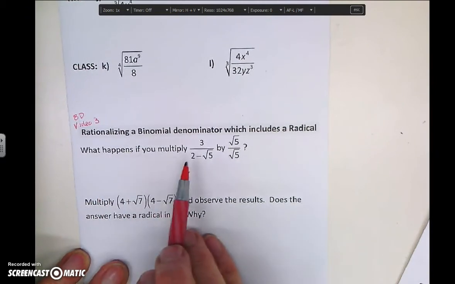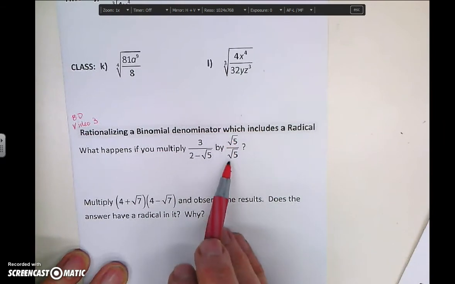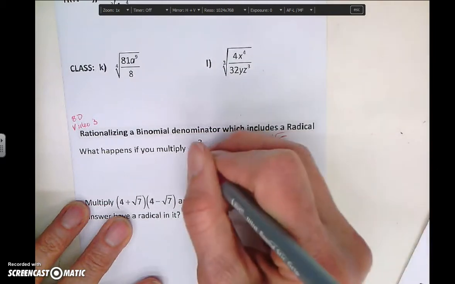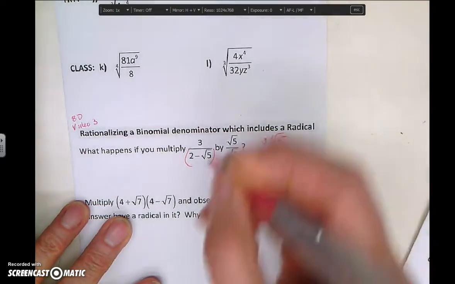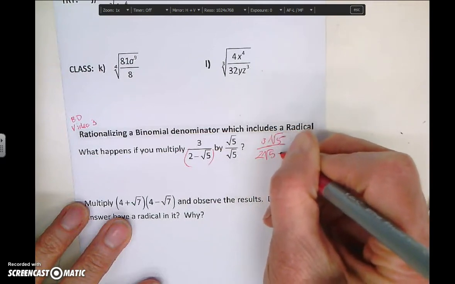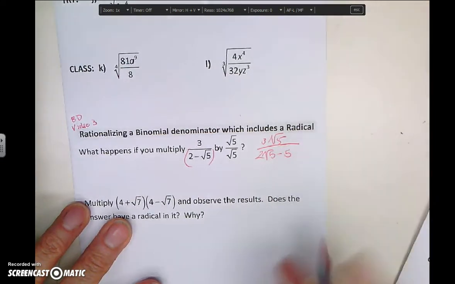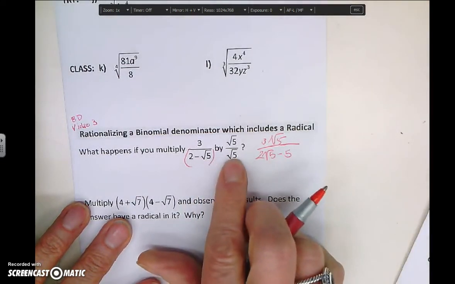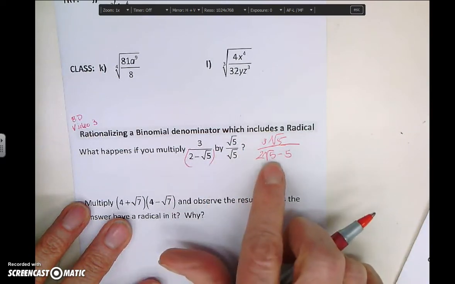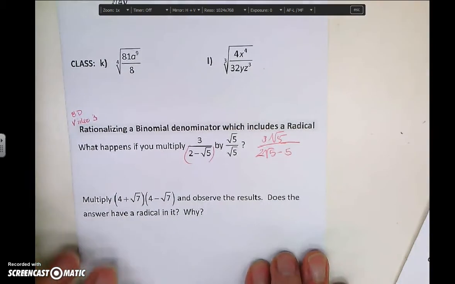So what would happen if I were to multiply this fraction by a clever one, square root of 5 over square root of 5? It would give me 3 square root of 5, but when I multiplied here, I would need to distribute, and I'd end up with 2 square root of 5 minus square root of 5 times square root of 5, which is just 5. So even multiplying by this clever radical 1, I still end up with a radical in the denominator because it made it pop up over here.